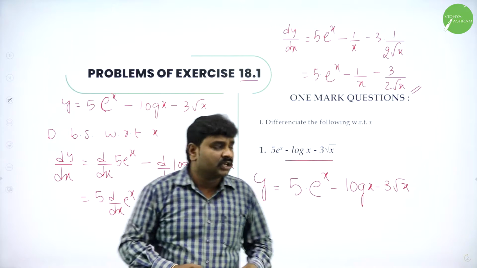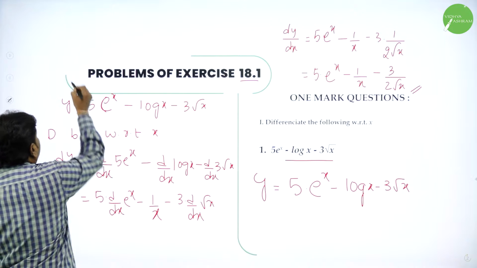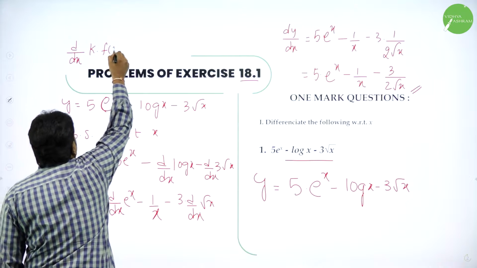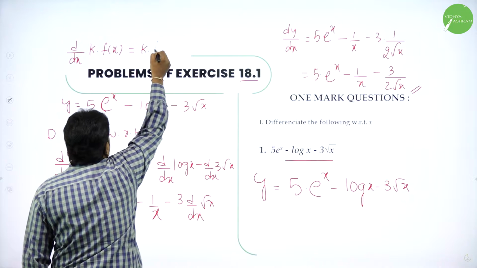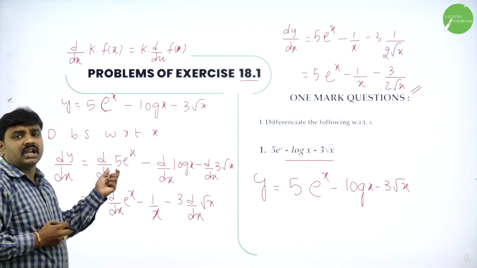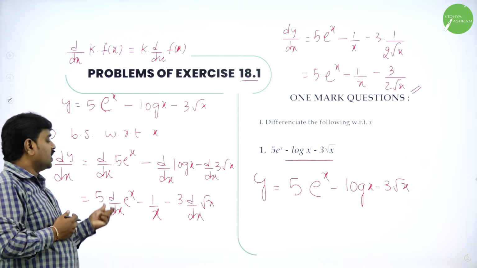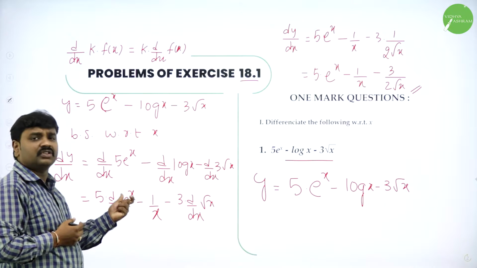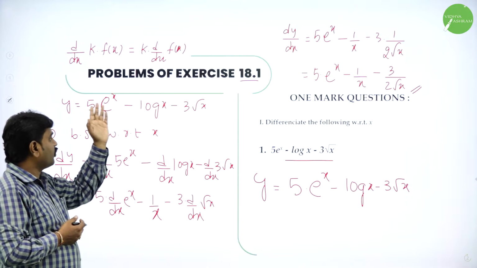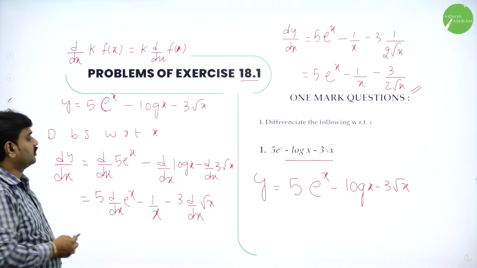Listen carefully. Here we have k into f of x. I taught you what is d by dx of k into f of x. D by dx of k into f of x is what? Take k outside and apply d by dx for f of x. So here 5, all numbers are constant. So 5 is a number, it is constant, so take 5 outside and differentiate e power x. What is the derivative of e power x? E power x. And if you have more than one function, then you should differentiate each function. If you have plus or minus, you substitute the same. So I hope all of you got this.